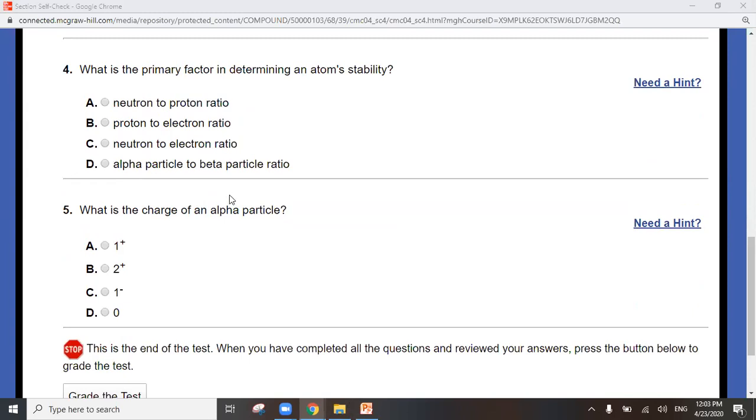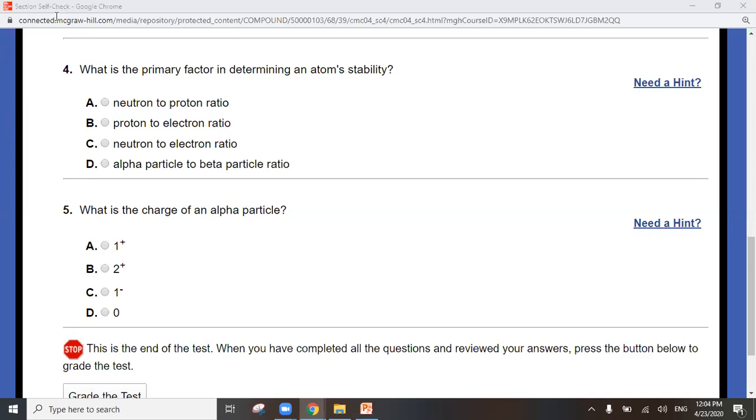Number four, Thamer, can you read, please? What is the primary factor in determining an atom's stability? To observe if this atom is stable or not. What is the factor that it depends on? The stability of an atom depends on what? Neutrons to protons ratio, protons to electron ratio, neutrons to electron ratio, alpha particle to beta particle ratio.